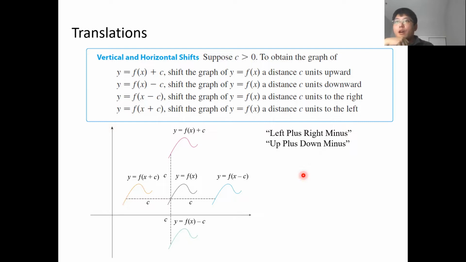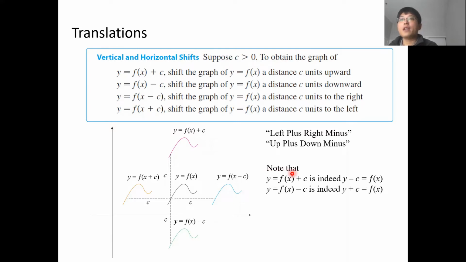Now, if you're careful enough, you might notice that it seems to be not very consistent, because when you make the graph go larger, you have to minus a c over here, but plus a c over here. So this seems to be an inconsistency, but indeed it's not. Notice that y equals f of x plus c is indeed y minus c equals f of x. And y equals f of x minus c is indeed y plus c equals f of x.